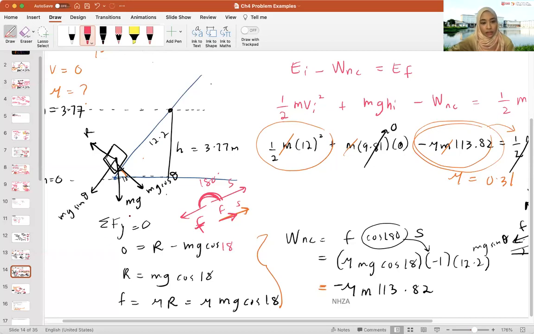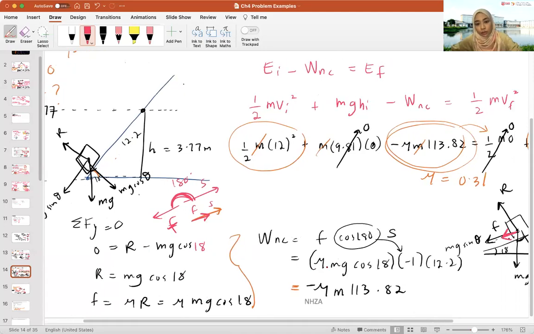So, we say the box is not flying. From the free body diagram, we know that our box is not flying. Therefore, net Fy is equal to 0. What is in our y-axis? It is R minus mg cosine 18. So R is mg cosine 18. Friction is mu R, mu mg cosine 18.